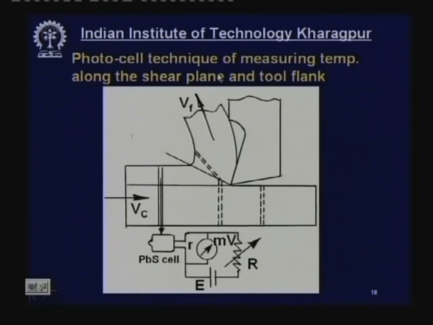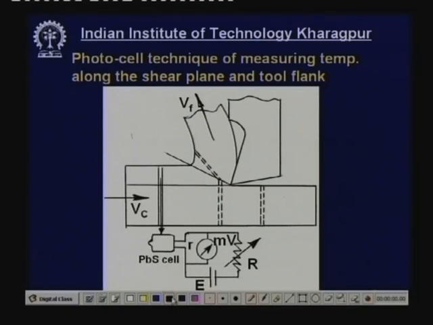Next is the photocell technique. What is the photocell technique? This is a photocell. Basically, this is a lead sulfide cell where, if radiated heat impinges on this sensitive portion of the lead sulfide cell, somewhere here, suppose this is the sensitive portion, then its electrical resistance R will change, and this change in electrical resistance, say delta R, is proportional to the temperature of the source from where heat is radiated and impinging on the surface, say temperature theta.